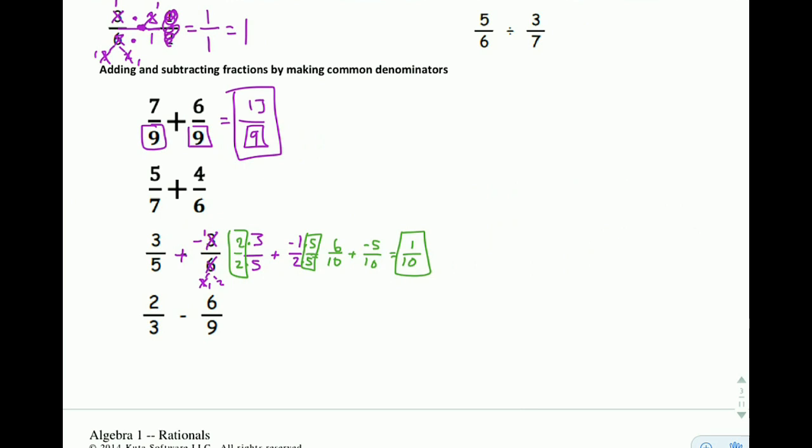And you take the same approach as you work through all of these. If you can reduce things first, it's going to be a lot easier. Then you get yourself a common denominator and go ahead and carry out your addition or subtraction.